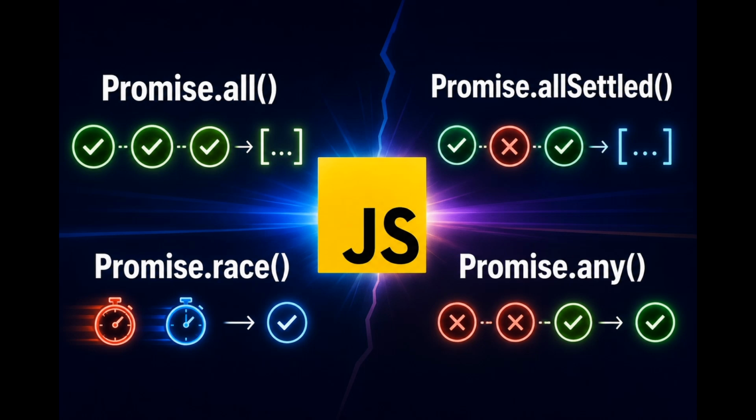In this video, we are going to understand the most important JavaScript promise methods: Promise.all, Promise.allSettled, Promise.race, and Promise.any. We will learn how each method works, success and error handling, and the difference between them. So let's get started with that.